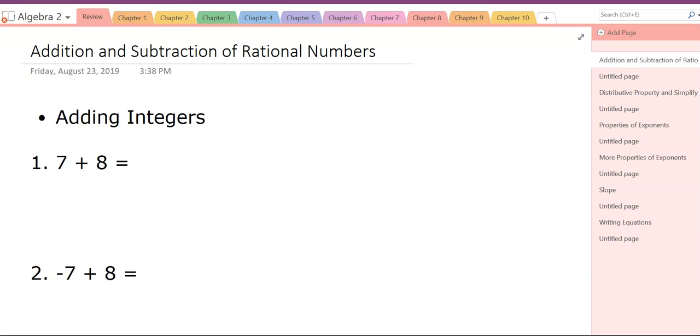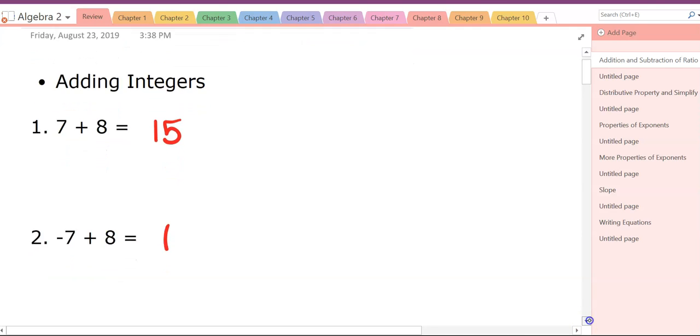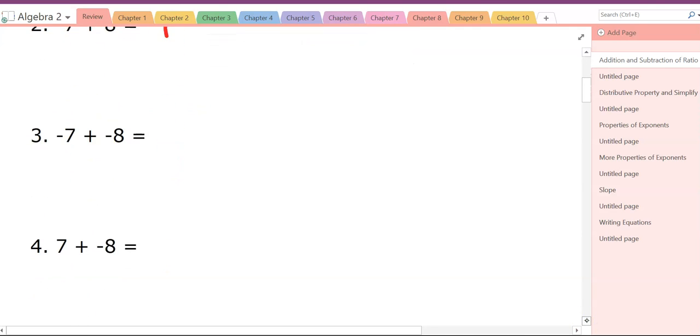So 7 plus 8, they're both positive, so we're going to have 15 as our answer. Negative 7 plus 8 is going to leave us with a 1 because they're opposite signs, so we subtract, and we take the sign of the 8 since it's larger than 7. Negative 7 plus negative 8 is going to be negative 15. 7 plus negative 8 is going to be negative 1.